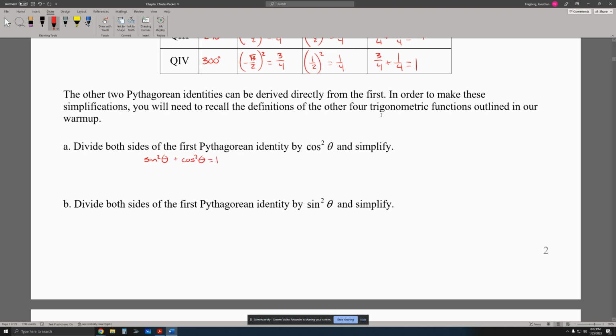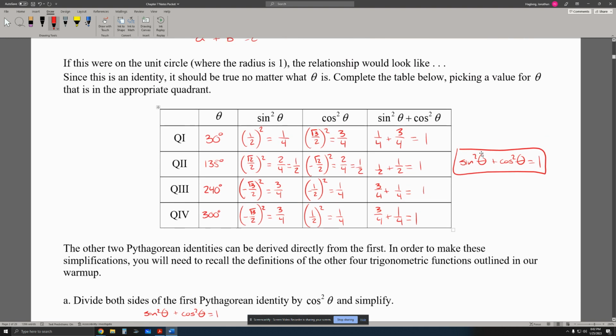equals 1. Before we move on, I just want to point out, remember sine corresponds with y and cosine corresponds with x. I like to think of this, if I flip these around, as x squared plus y squared equals 1, or 1 squared, right?